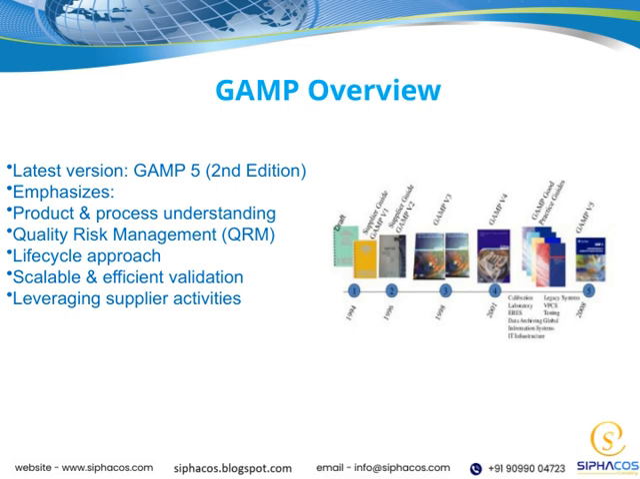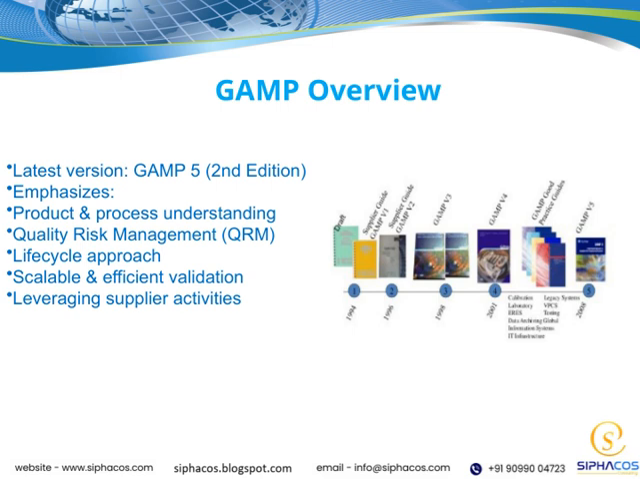GAMP also promotes scalable and efficient validation methods, so whether you're working on a small project or a large one, the approach adapts to your needs. Leveraging supplier activities is another important point. Working closely with suppliers can streamline the validation process and improve overall system quality. Overall, GAMP 5 provides a comprehensive framework that aligns validation practices with modern regulatory expectations, ensuring high quality and compliance throughout the entire system lifecycle.